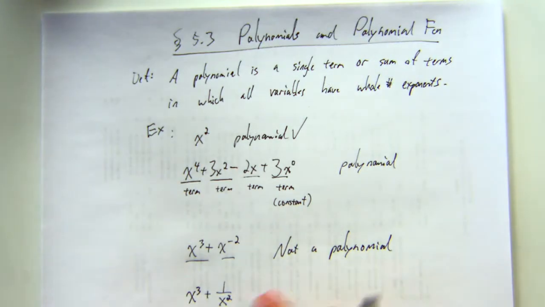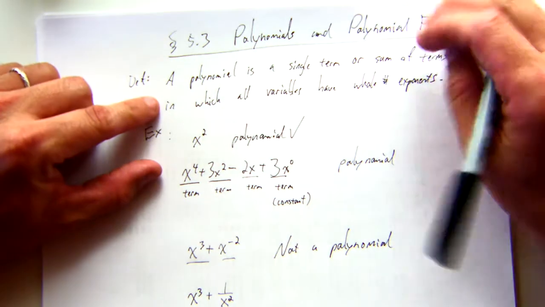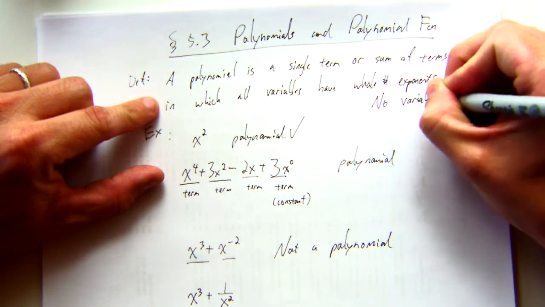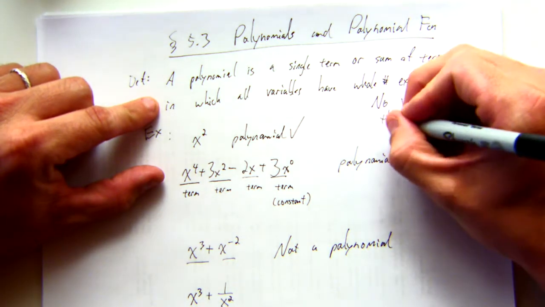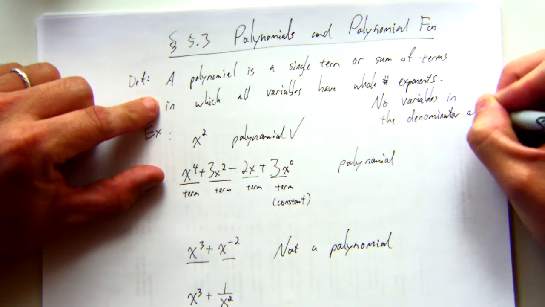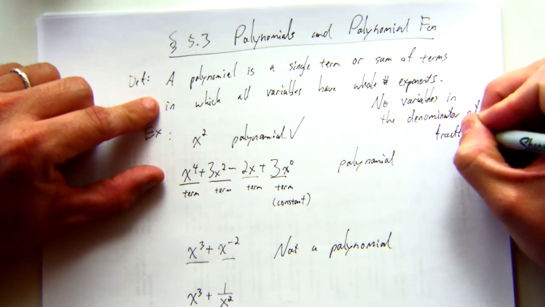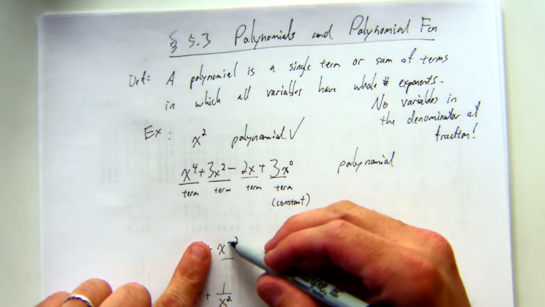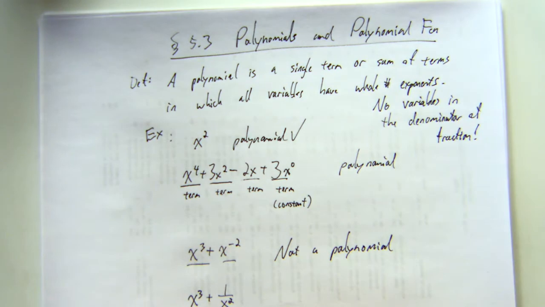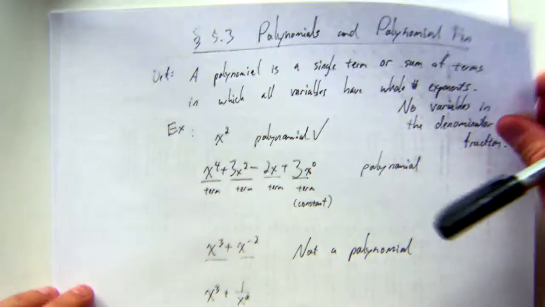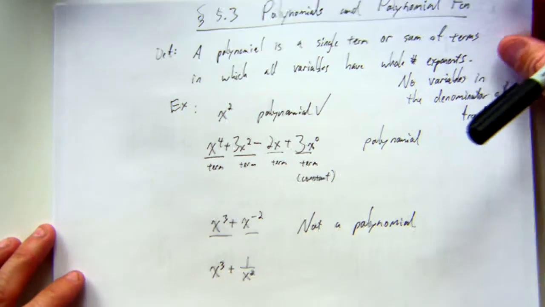So one of the things that you can add to this definition is for a polynomial, there are no variables in the denominator of a fraction. So if you use your rules of exponents and rewrite this way, then you can see immediately you've got a variable in the denominator. It's not a polynomial. Any questions?